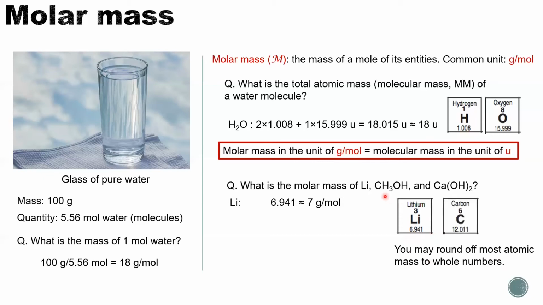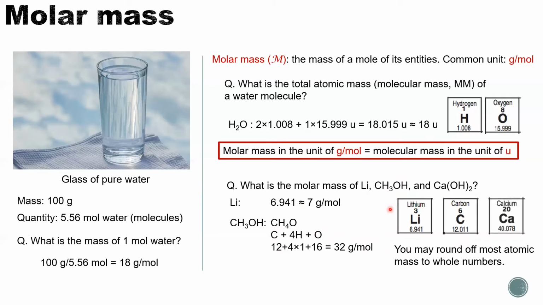Okay, for methanol, we can add all of them up. Remember, there are 3 hydrogens in CH3 and 1 hydrogen in OH. So altogether, there are 4 hydrogens. We can write the formula as it is, count how many atoms there are, and add all these atomic masses up. So for carbon, we can keep it as 12, hydrogen as 1, oxygen round it off to 16. So in total, the molar mass of methanol is 32 grams per mole.